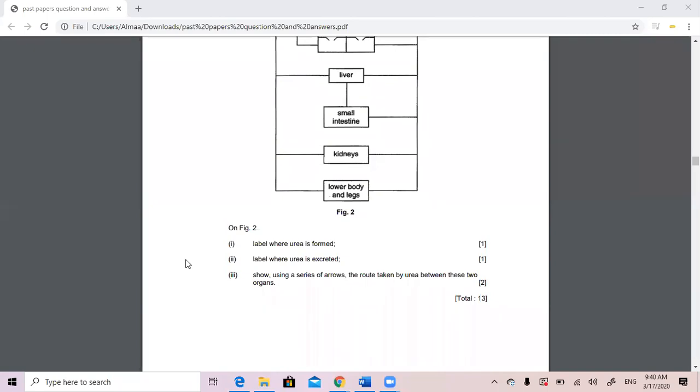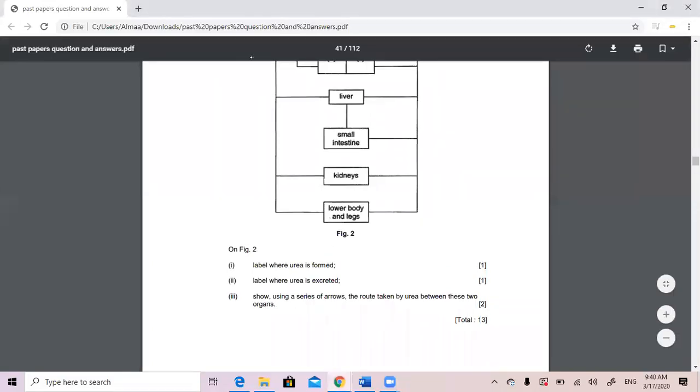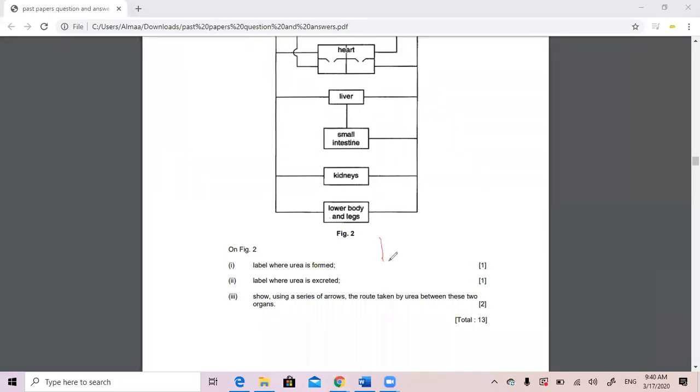I want another one. Ala, what is the answer? In the liver. It is formed in the liver. Thank you. That is in the liver. Okay, Abdullah, it is the liver here. You want another line, Abdullah? Okay, that is clear here. It is the liver here.